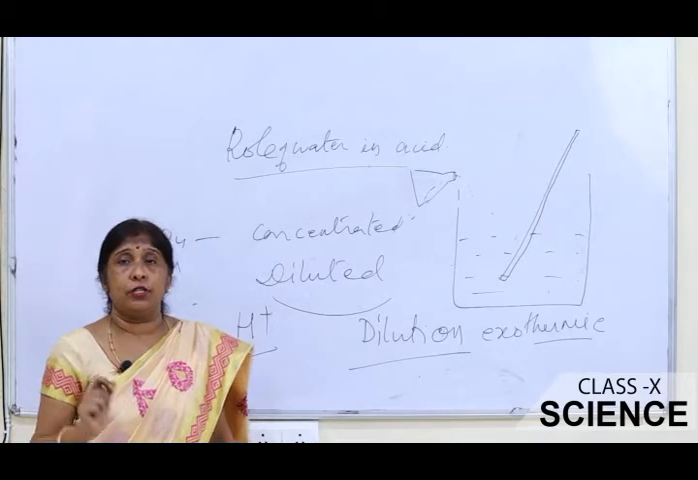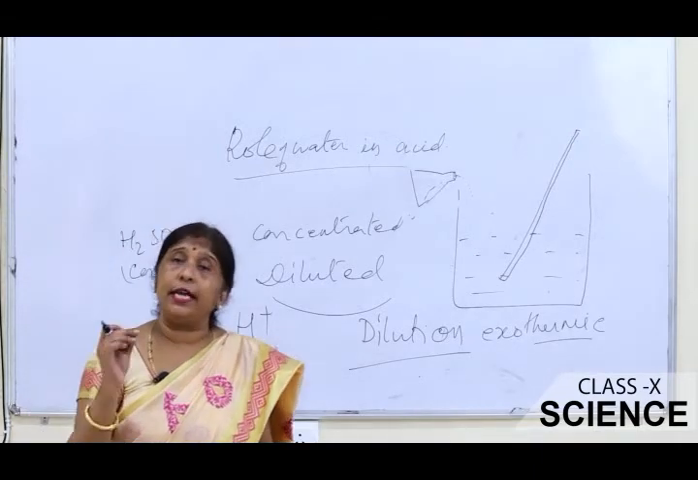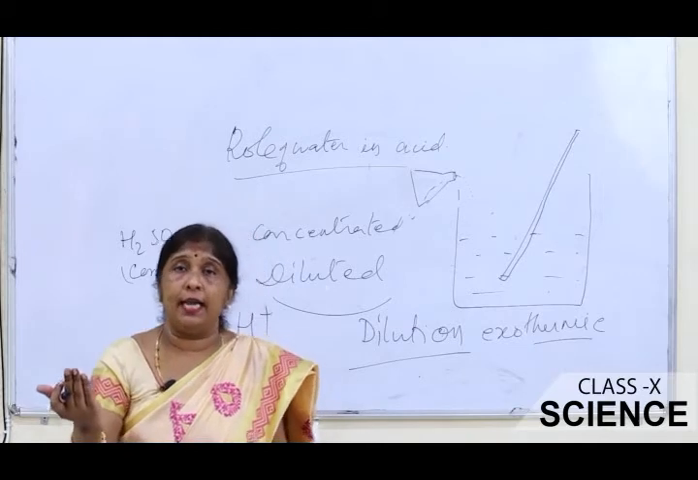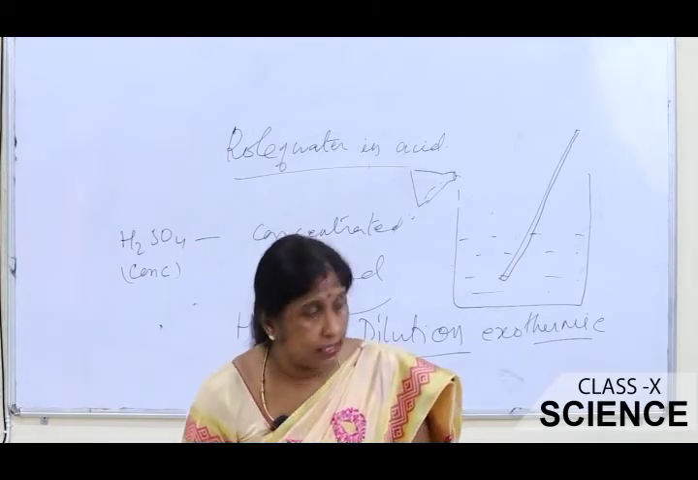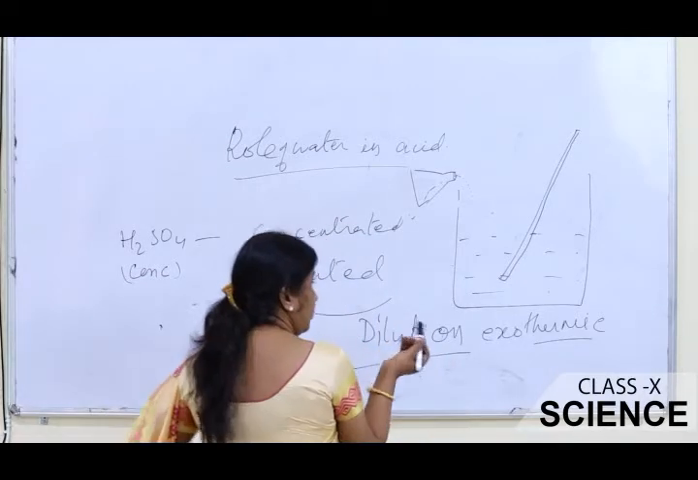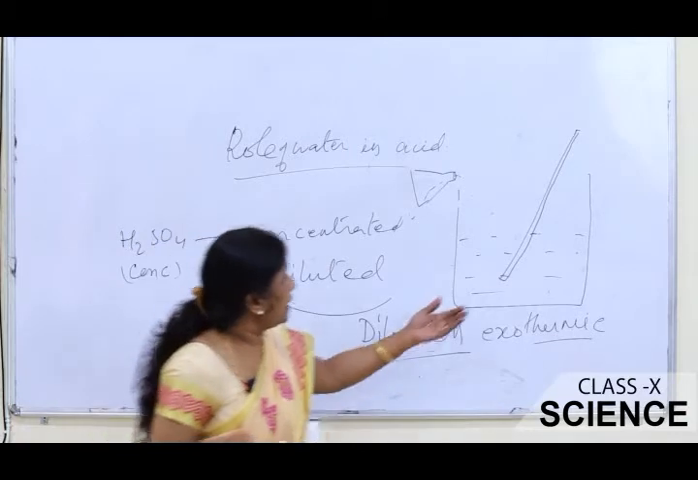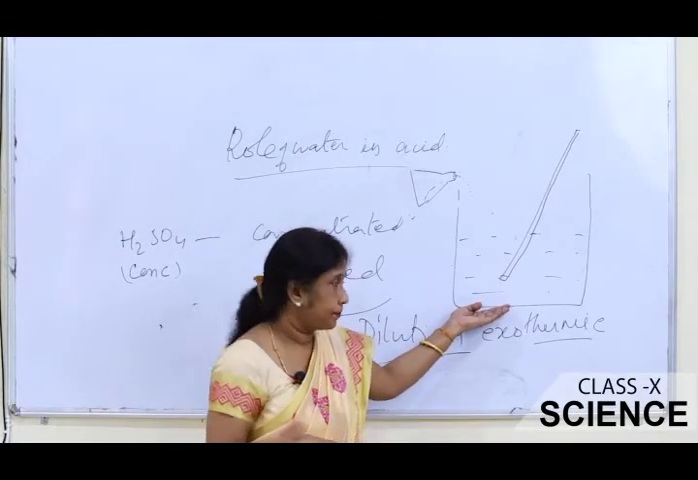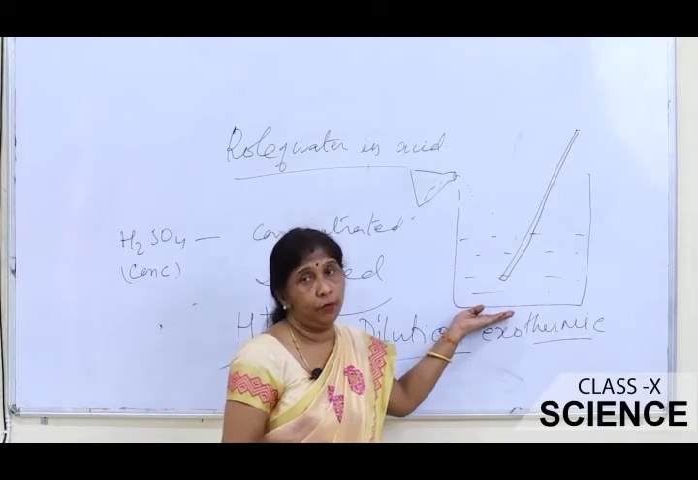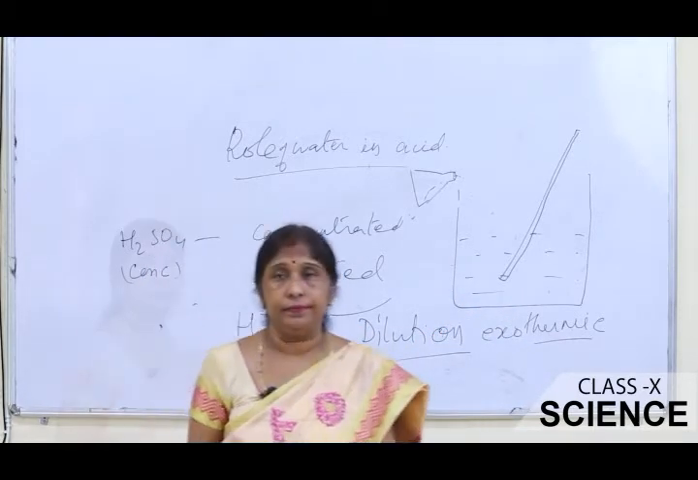Then the H plus ion concentration will be reduced when we dilute an acid. So a concentrated acid has more H plus ions as compared to the dilute acid. Now next, suppose we want to check that it is an exothermic reaction. Then we can just touch the bottom of the beaker. We will feel the warmth. So that is an exothermic reaction and heat is evolved.